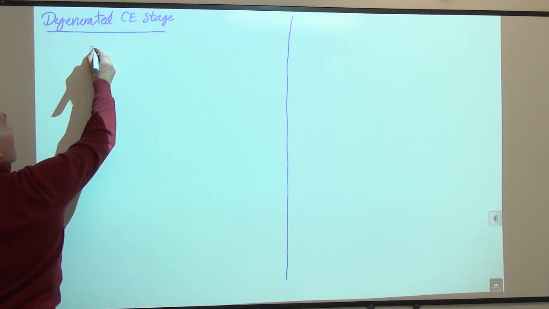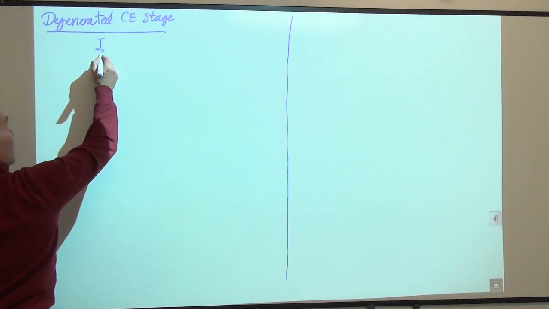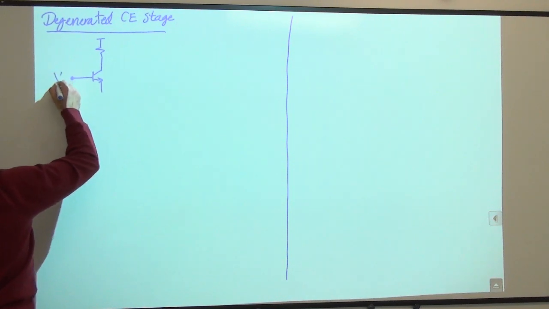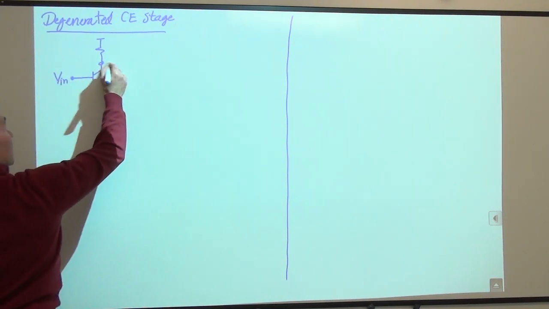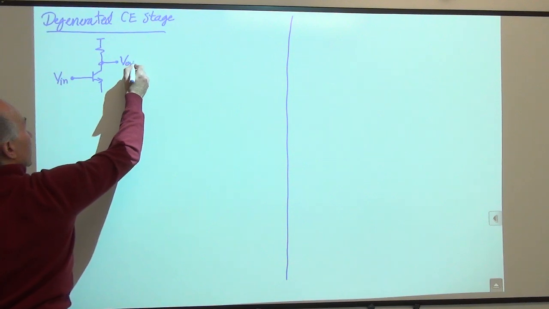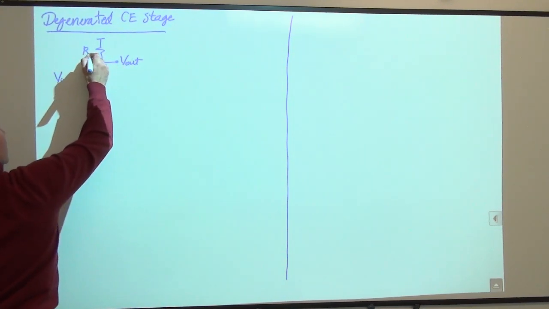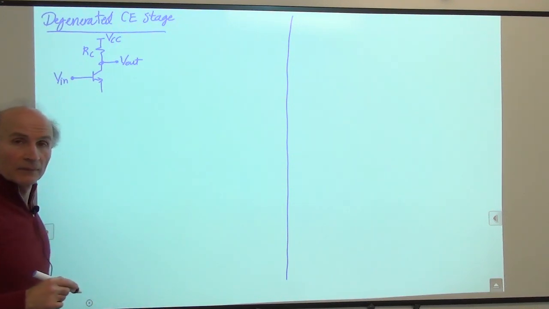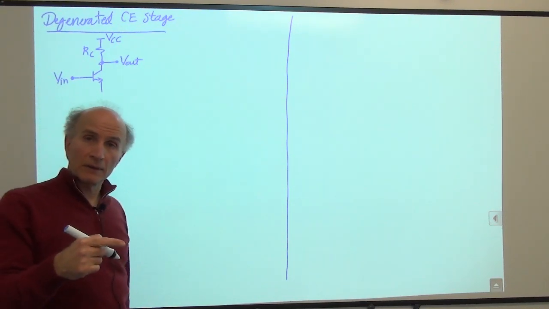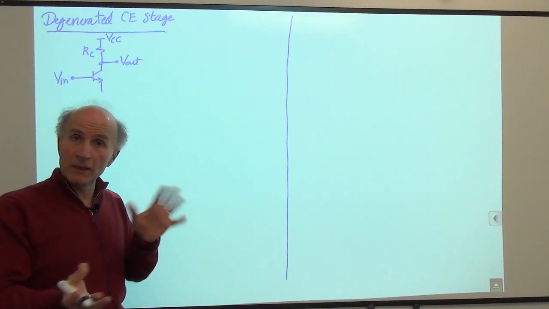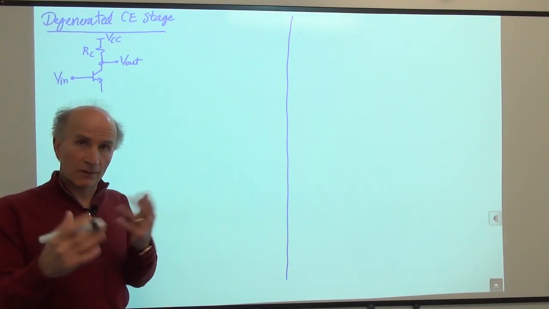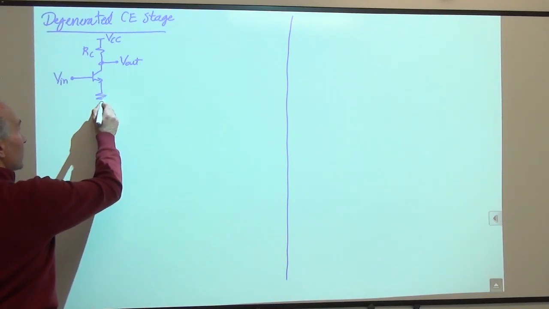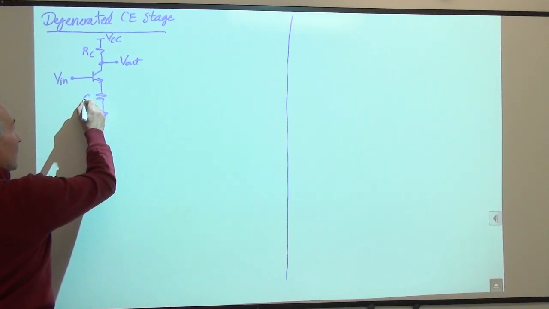All right, so the idea is that we still have a common emitter stage as usual. The input goes to the base, the output comes out of the collector. That's the definition of a common emitter stage. Some sort of resistance here to the positive supply, VCC. But the emitter is not grounded. The emitter goes through some impedance, resistance, maybe resistance and capacitance, whatever you want, to ground. So for example, we have a resistor here. We call this RE.